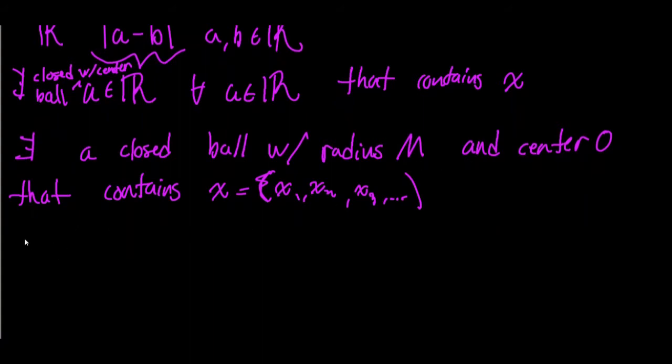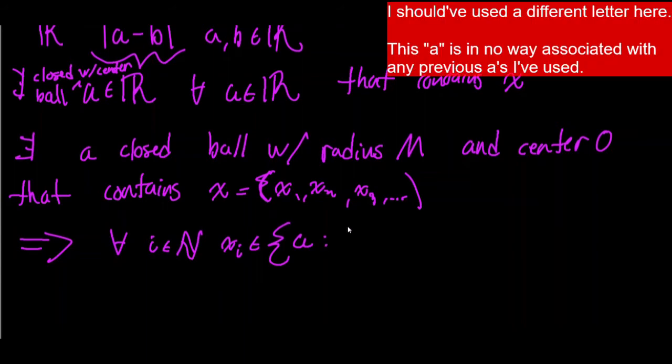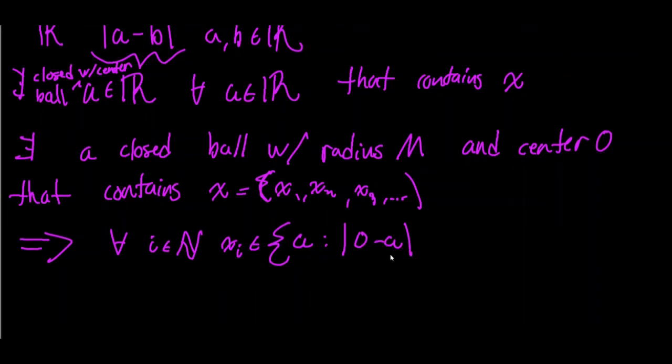If this sequence is contained in the closed ball with radius M and center 0, then that implies that xi, for any i in the natural numbers, because this is how we index sequences by the natural numbers 1, 2, 3, 4, and so on, is in the set of all A such that the absolute value of 0 minus A, which is our metric, well, let me go back one step, the distance between 0 and A is less than or equal to M, which is the radius of our closed ball. This is our closed ball with radius M.